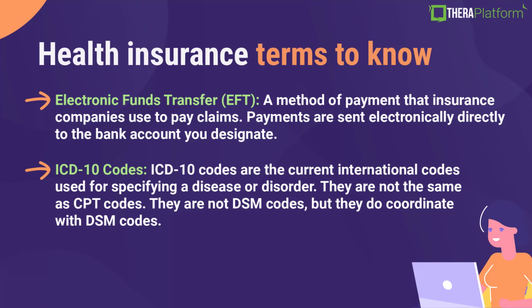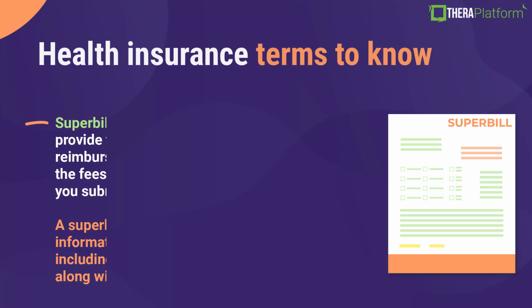ICD-10 codes are the current international codes used for specifying a disease or disorder, and they're not the same as CPT codes, and they're not the same as the DSM codes, but you will use the two to coordinate. So ICD-10 codes represent diagnostic codes. And finally, our last term is superbill.